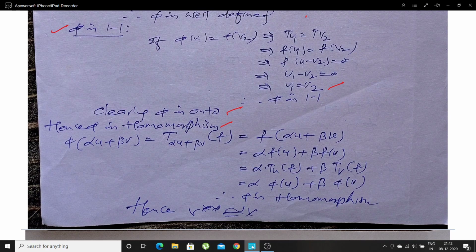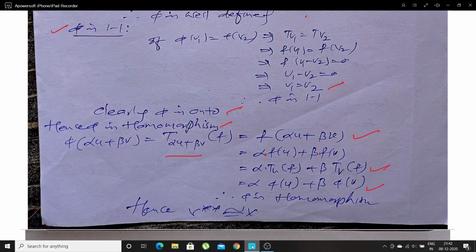Phi of alpha u plus beta v can be written as T of alpha u plus beta v of f. This can be written as f of alpha u plus beta v. Again, rewriting, alpha dot f of u plus beta dot f of v. Again, this can be rewritten as alpha dot Tu of f plus beta dot Tv of f.